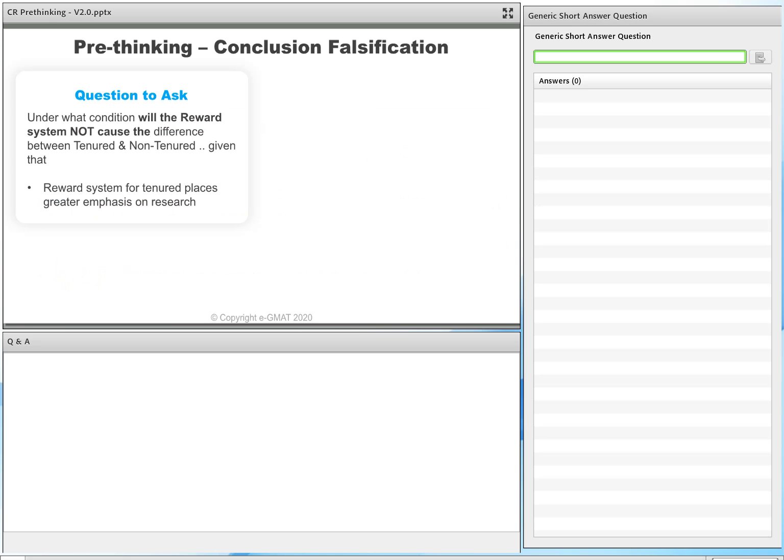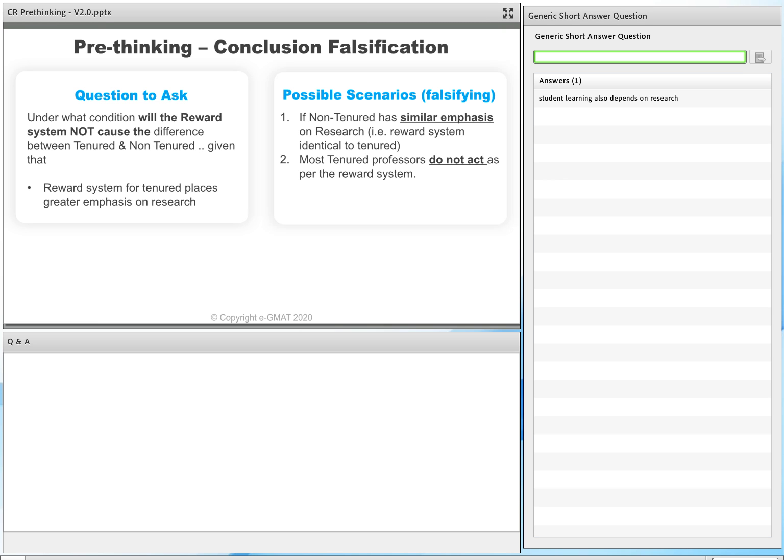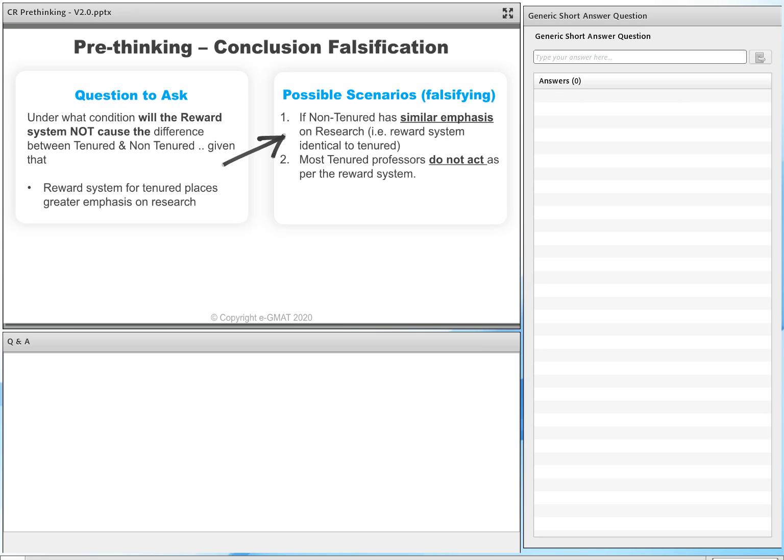So let's look at this over here. Under what scenario, under what condition can you not blame the reward system for the difference in performance that we are seeing, given that for tenured faculty, the reward system places a greater emphasis on research? Two possible scenarios. If non-tenured faculty has an identical reward system, so if both groups have the same reward system, then you can't blame the reward system.